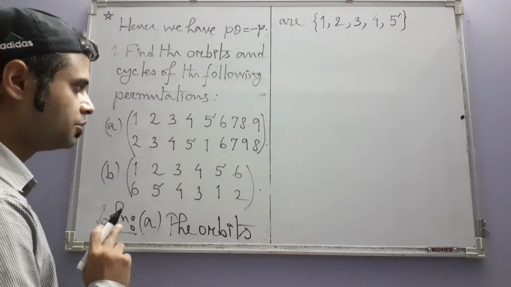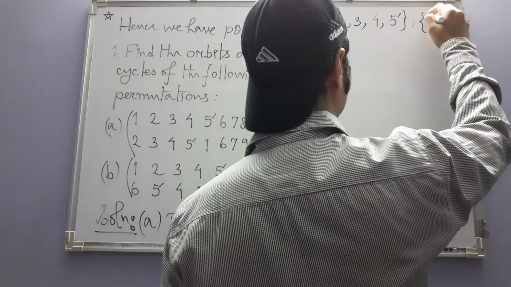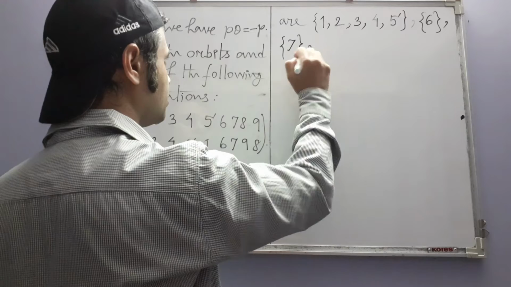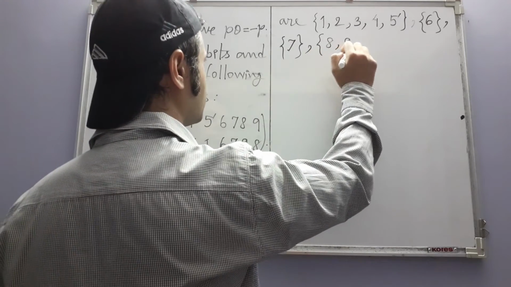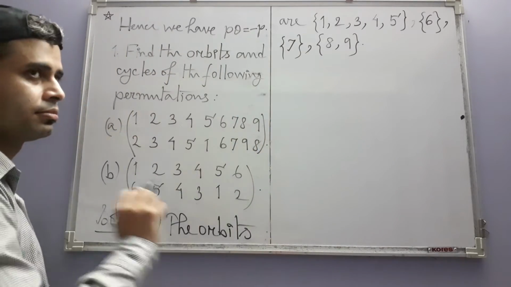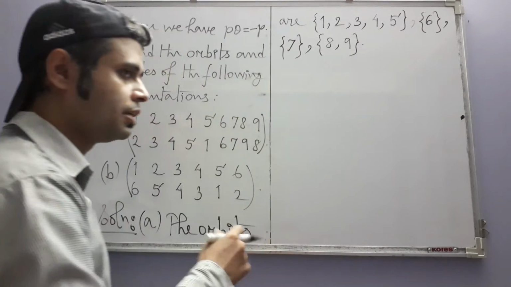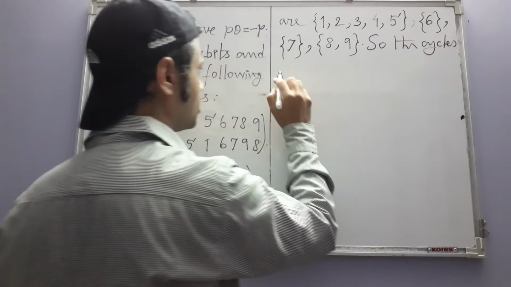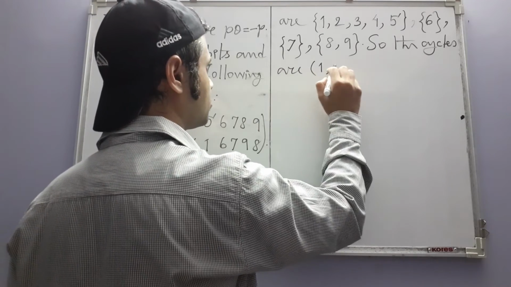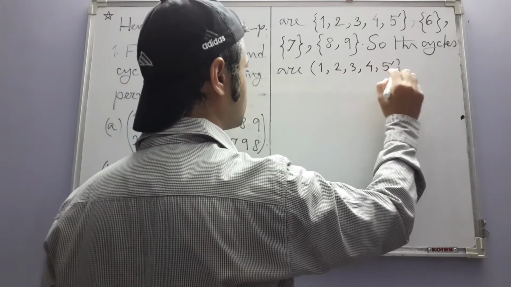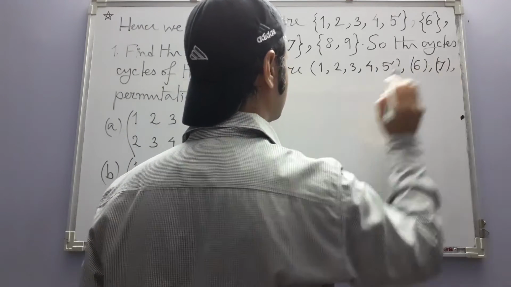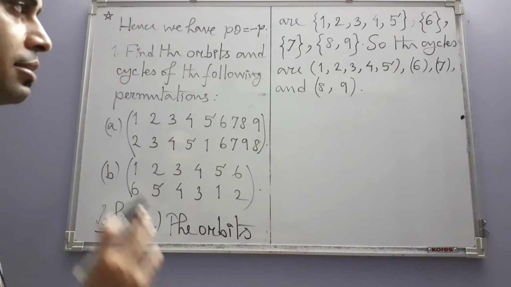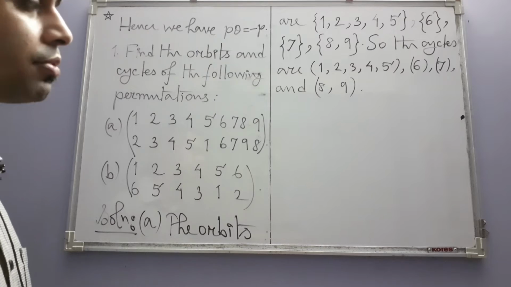Anyway, so this is one orbit. Another orbit is this singleton set 6, then this singleton set 7, they are not changed at all, and here we have 8, 9, and correspondingly from the orbits we have cycles, right? So the cycles are, and 8, 9.